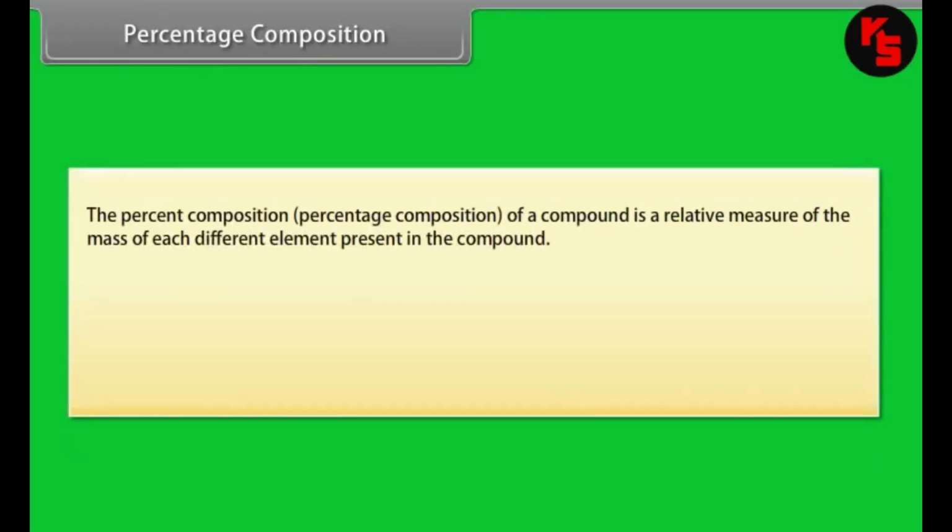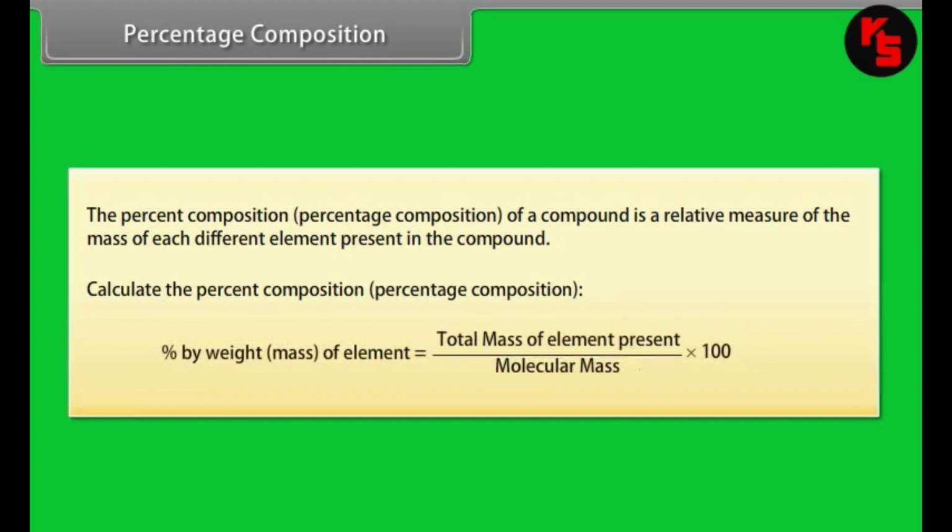Percentage composition. The percent composition of a compound is a relative measure of the mass of each different element present in the compound. Calculate the percentage composition by weight: mass percent of element is equal to total mass of element present divided by molecular mass, times 100. Empirical formula and molecular formula.